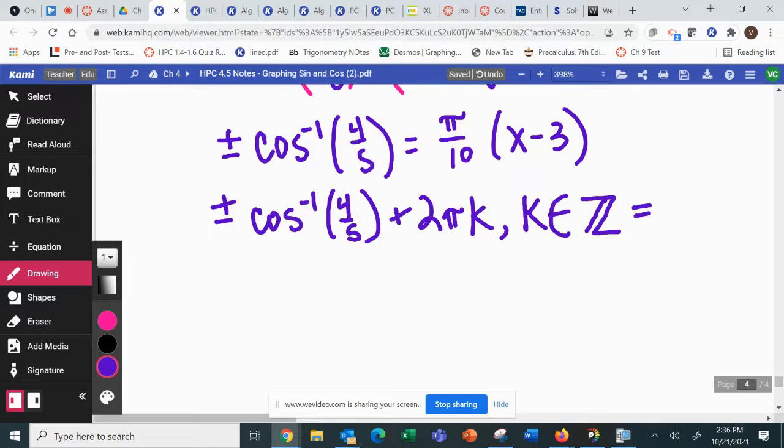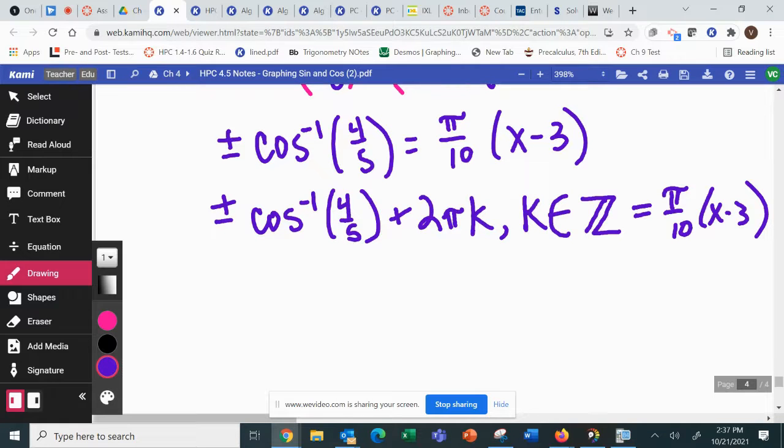Okay, equals pi over 10 times x minus 3. So now this is going to give me every possible answer for pi over 10 times x minus 3. I do need to find what x is, so I still have to solve it. But by doing the cosine inverse and having no restrictions whatsoever, this gives me all the answers for the cosine inverse portion of it. So now we're going to keep solving.